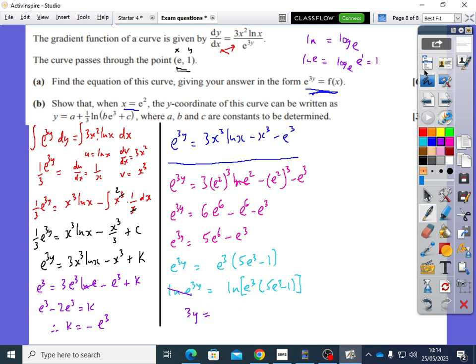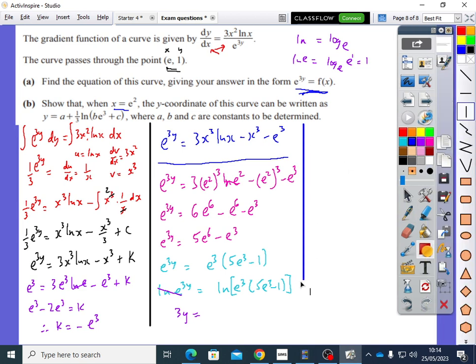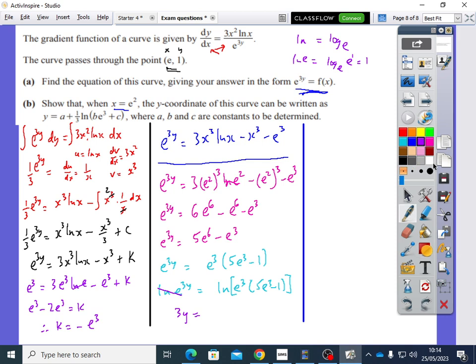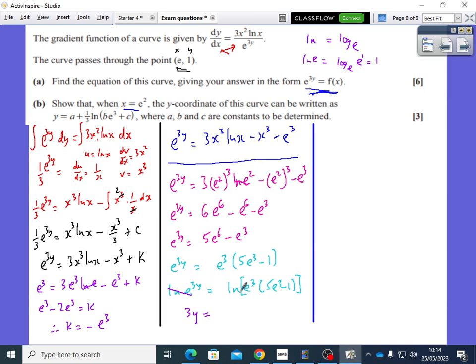Now here we can use log rules. I'm going to run out of space, so I'm going to add another divider down here, and then move that up. So log rules means that if you've got a product, that becomes an addition when we separate it, so that becomes ln of e to the 3 add ln of this bracket 5e to the 3 minus 1. Keep an eye on what it wants. So we're getting something like what it's asking. Okay, good. So we'll write the next line here.